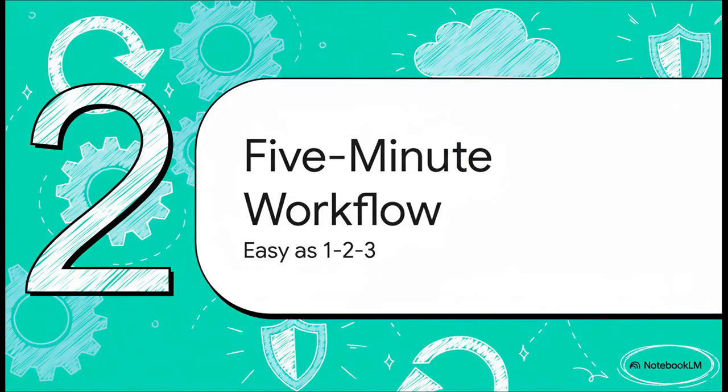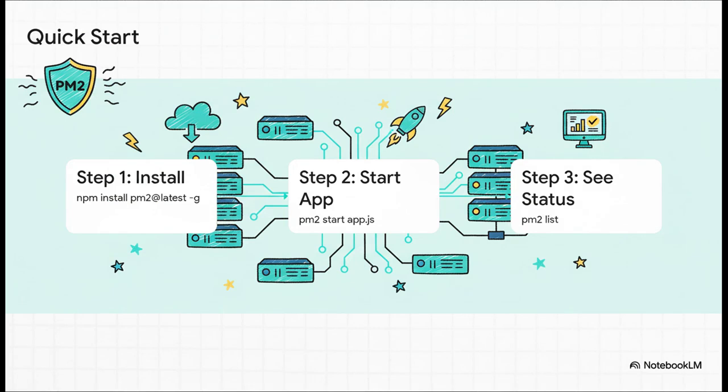Okay, this is where it gets really good. Let's dive into the 5-minute workflow. Because honestly, the best part about PM2 is how ridiculously easy it is to get started. I'm talking about a workflow you can nail down in just a few minutes. All right, check this out. Step 1, you install it globally with npm install pm2@latest -g. Easy enough? Then, step 2, instead of running your app with node app.js, you just type pm2 start app.js. And that's it. Seriously, your app is now daemonized, it's running in the background, totally under PM2's protection.